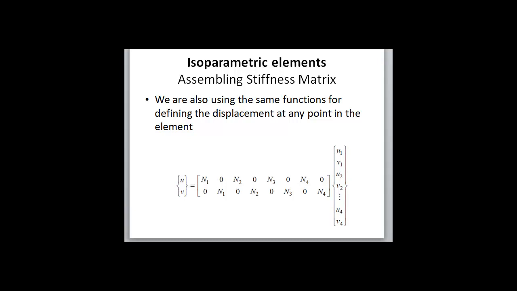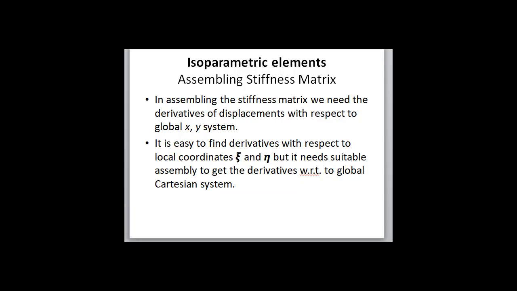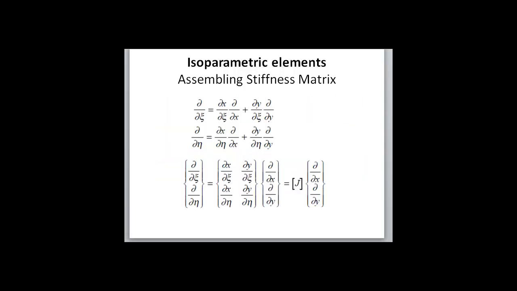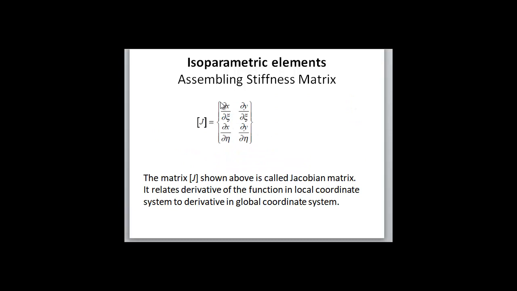In order to assemble the stiffness matrix, we need the derivatives of the displacement with respect to the global x-y system. It is easy to find the derivative with respect to local coordinates psi and eta, but it needs suitable assembly to get the derivatives with respect to the global Cartesian system. So to assemble the stiffness matrix, we use a Jacobian matrix. The matrix J shown in the slide is known as the Jacobian matrix. It relates the derivative of the function in the local coordinate system to the derivative in the global coordinate system.